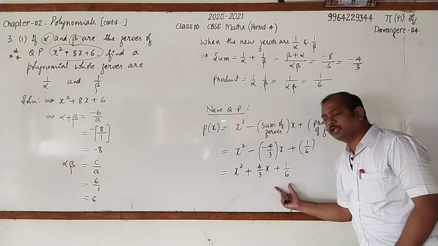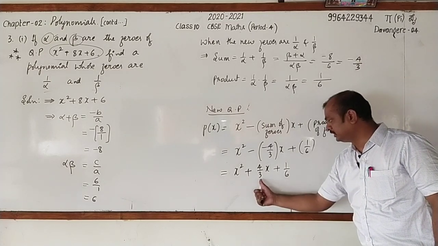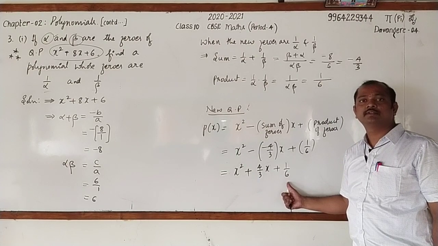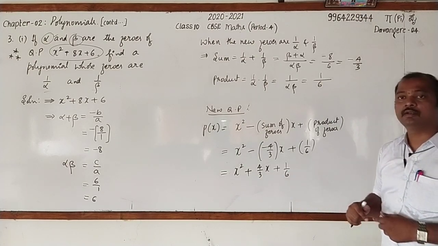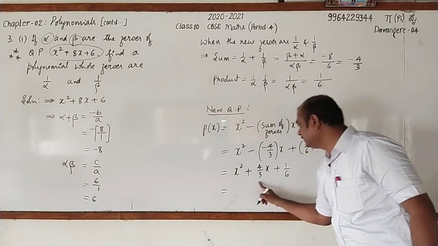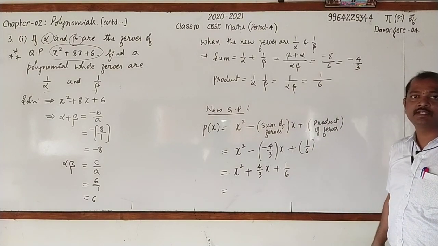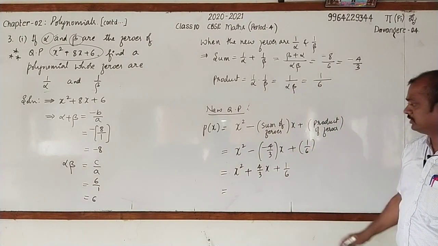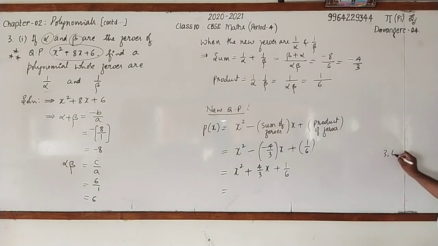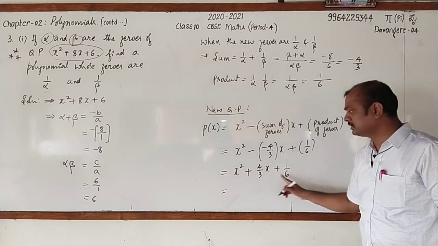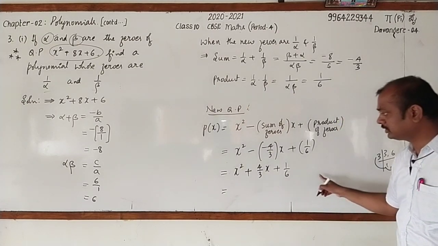When you observe the denominator terms, you can come to know that here is 3 and here is 6. Then what should be done? So we have to take the LCM of 3 and 6. What is the LCM of 3 and 6? It is 6 only. 3 1s are 3, 3 2s are 6. LCM is 6. Multiply 6 with all the terms.